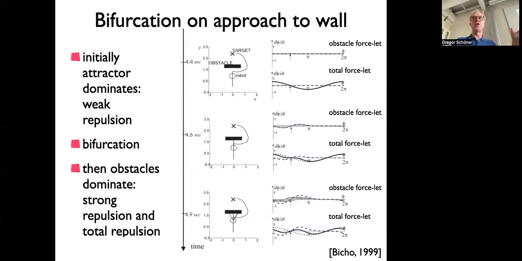It's not exactly the bifurcation. It's not the same bifurcation as a function of distance between two obstacles. It's a bifurcation as a function of the relative strength of the obstacle contribution. It happens in a small range. These are different positions, different moments in time, you see.